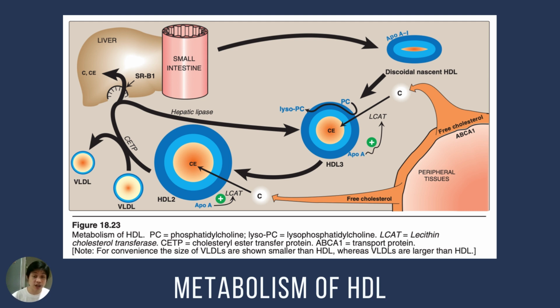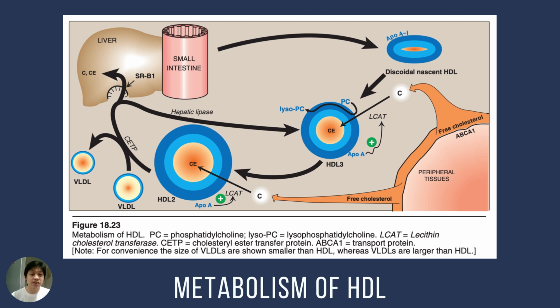So as it takes up cholesterol esters from the periphery, it continues to enlarge. Okay, and that large high-density lipoprotein will then be catalyzing the transfer of ApoC2 and ApoE, as what we have discovered from the previous images, into VLDL to make it more mature. So that transfer of ApoC2 and ApoE is catalyzed by CETP, cholesterol ester transfer protein.